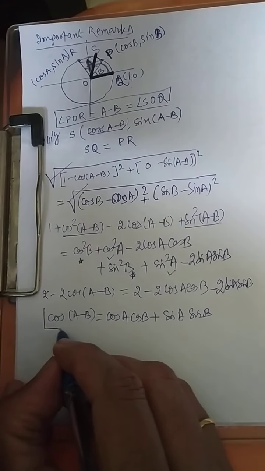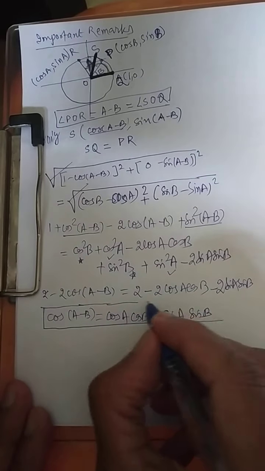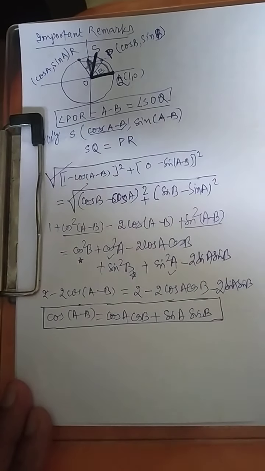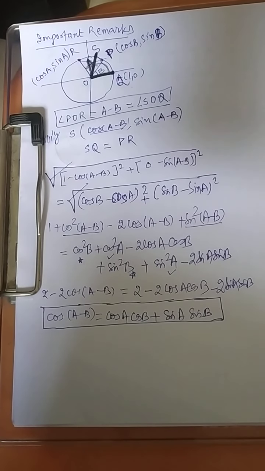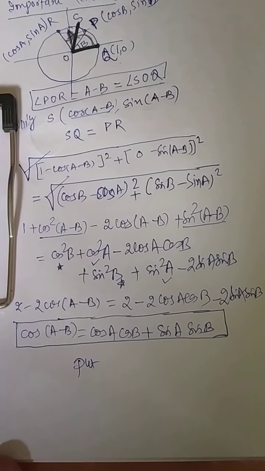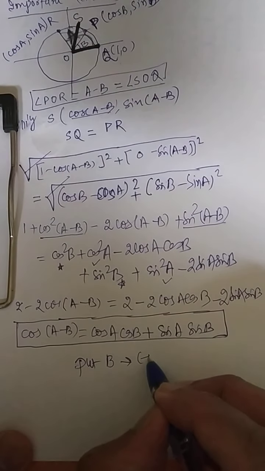This is the most important remark. You may say it is a culprit remark, because if this is not there, then whole trigonometry will be dropped. So it is the most important remark, and it will help you to deduce many remarks. Okay. In the above remark, everywhere replace b by minus b.